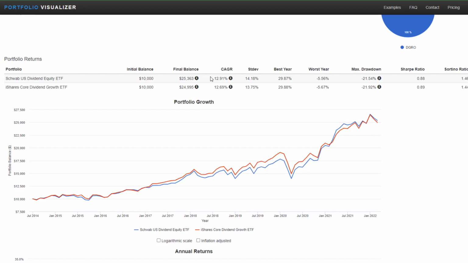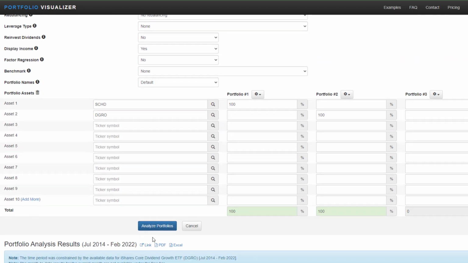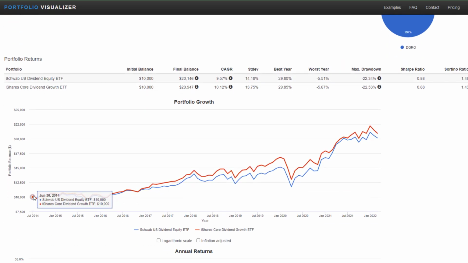With reinvesting dividends, the CAGR number for SCHD is 12.91, and the CAGR number for DGRO is 12.69. Let's take a look and see what it would look like if you wanted to pull your dividends out over the course of the past 8 years, starting in June 2014. It looks like, pulling your dividends out, DGRO would have outperformed SCHD in this time period. The actual CAGR numbers would have been 9.57 for SCHD and 10.12 for DGRO.